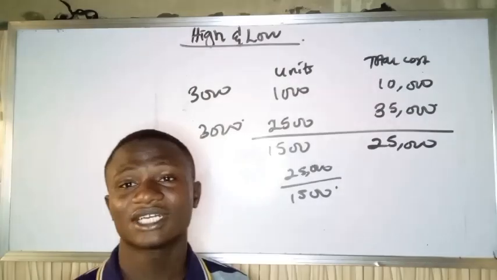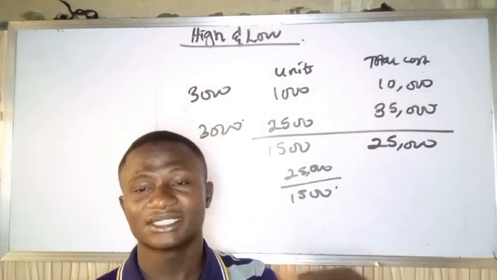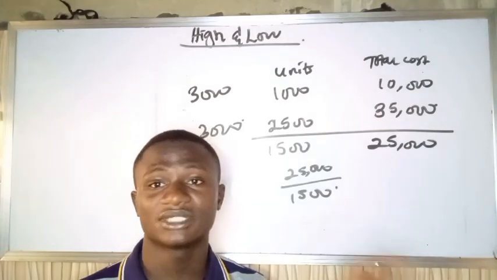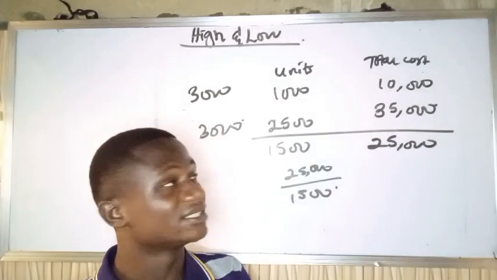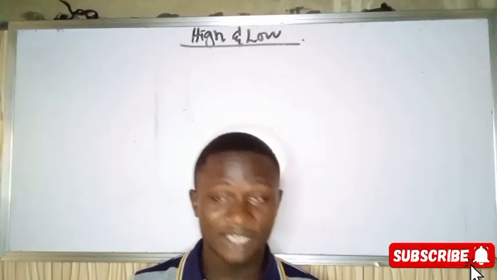Now I need you guys to also know that this high and low method is also called the range method, I mean subtracting the lowest from the highest. So it's also called the range method. So let's take a question and let's see how it goes. So we have a question.